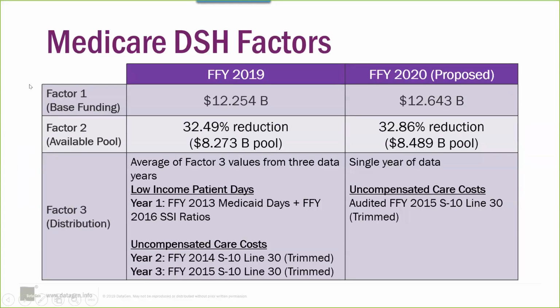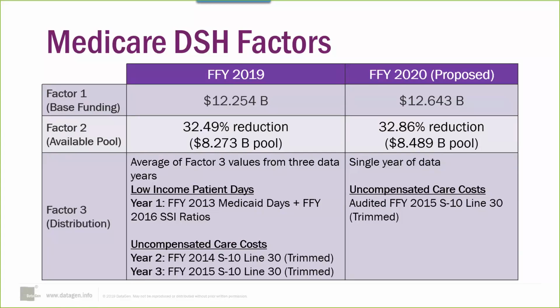For 2020, the available DISH pool, the amount that's actually going to be distributed, is proposed to be increasing by about $200 million. And CMS is also proposing that they will only utilize a single year of Worksheet S10 data, and a single year of data, period, to distribute these funds. This would be the fiscal year 2015 audited S10, line 30.